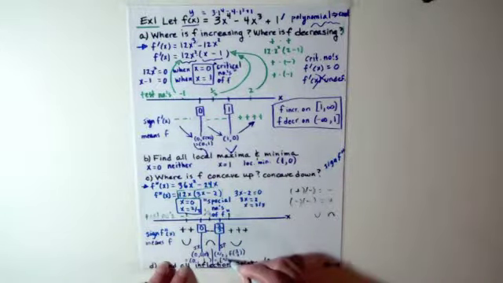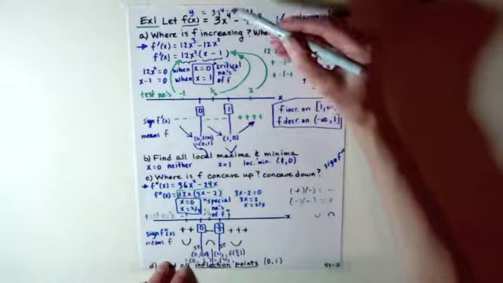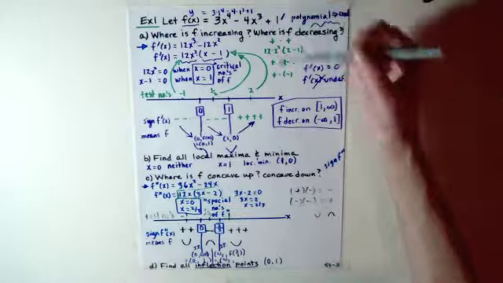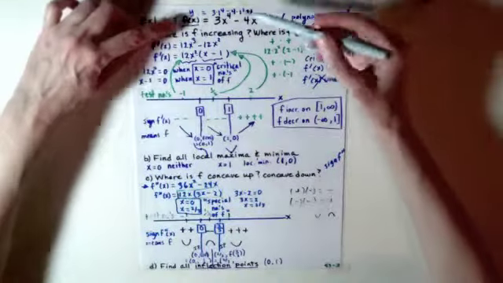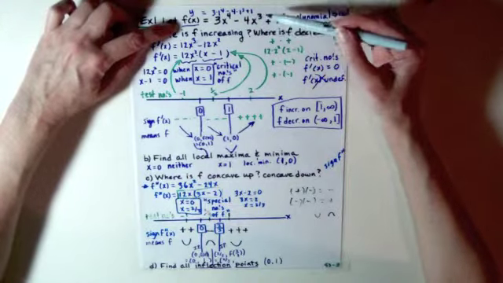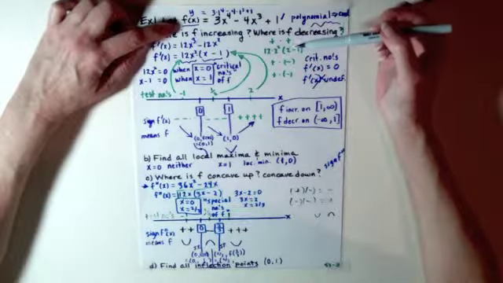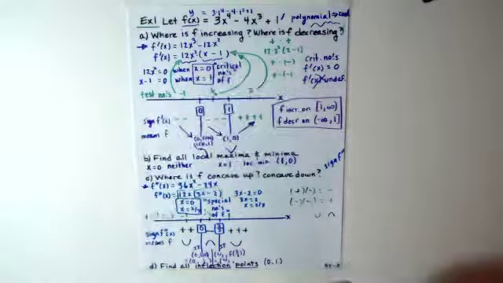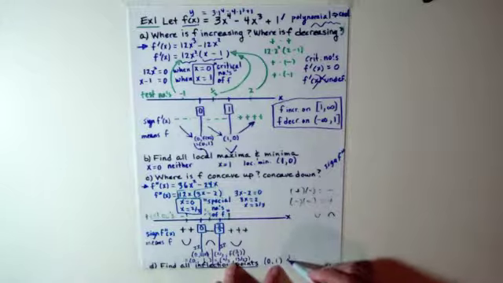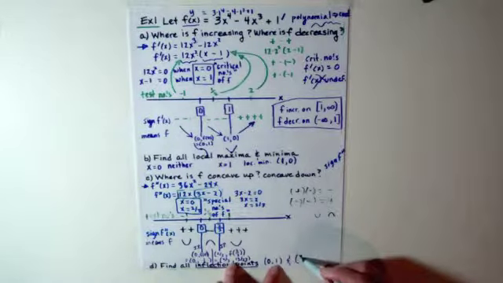If I plug 2/3 into the original function, it's a little tricky because you've got a fraction that you're plugging in. So I'm going to cheat and look at my notes, but I just plugged 2/3 in. I did 3 times (2/3) to the 4th minus 4 times (2/3) cubed plus 1. And I simplified that whole thing and I got 13/27.